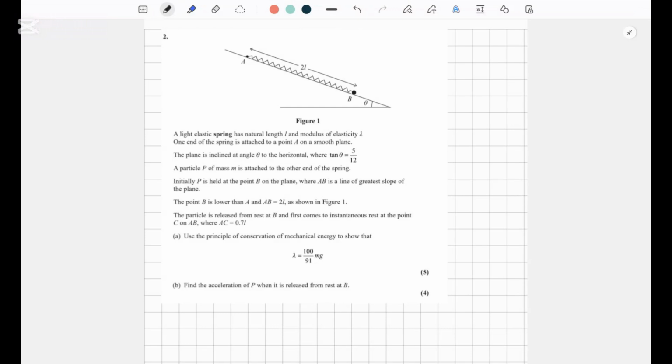They say initially P is held at point B of the plane where AB is a line segment. Oh my god, what am I saying? AB is a line of greatest slope of the plane.